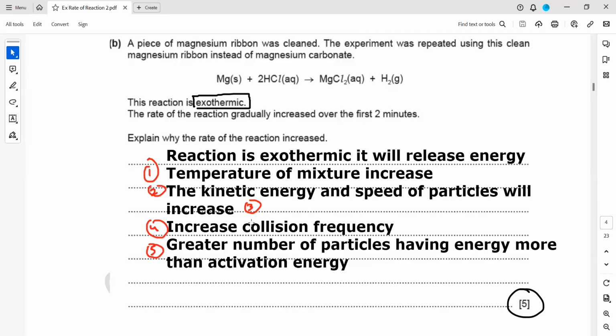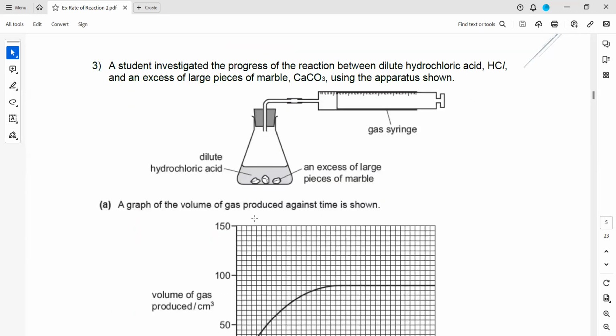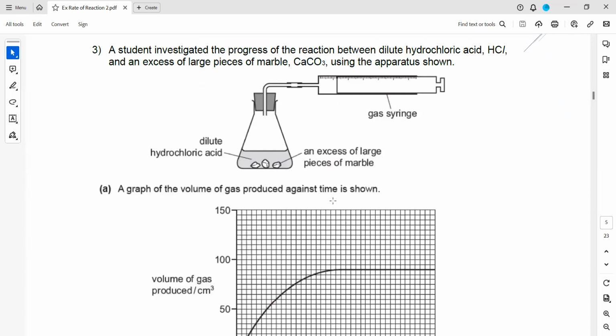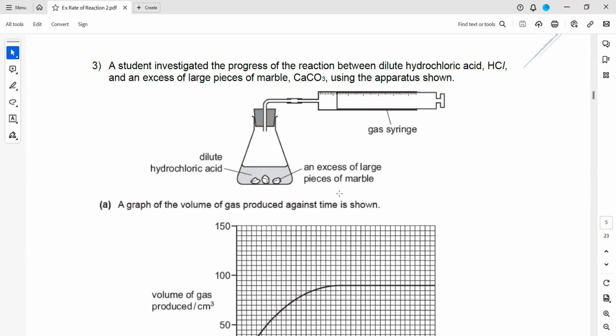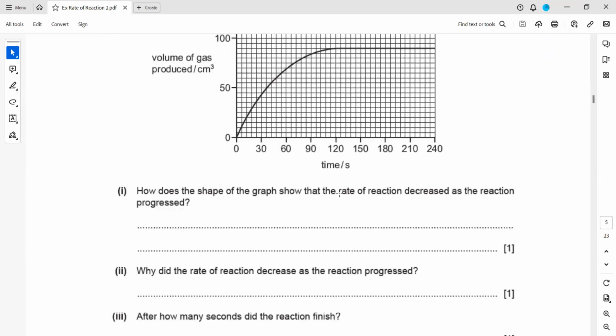So next, a similar question is there. As you can see, we have hydrochloric acid and excess marble chips. In question two, we collected the gas over the bottle, but here we are just collecting using a gas syringe. How does the shape of a graph show the rate of a reaction decreases as the reaction progresses? So the shape of the graph, how it represents the rate of a reaction decreases.